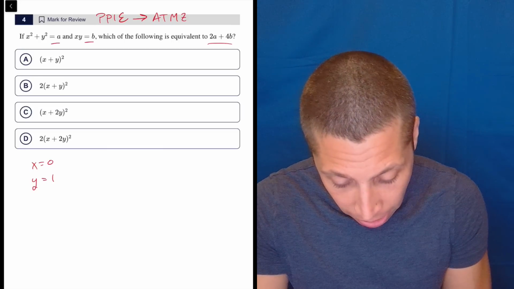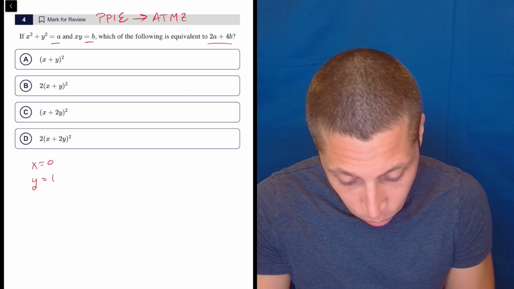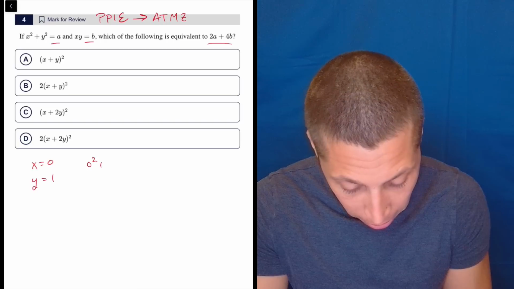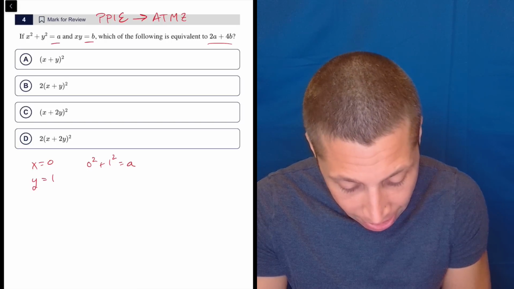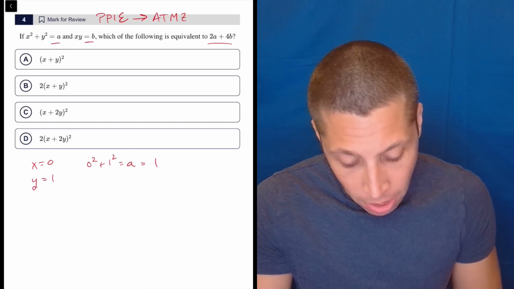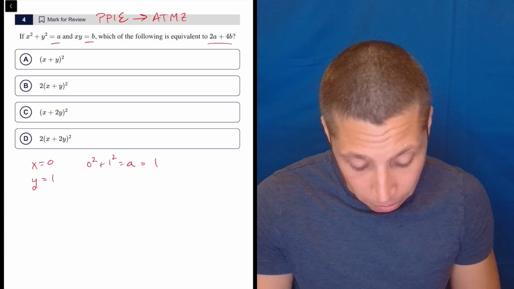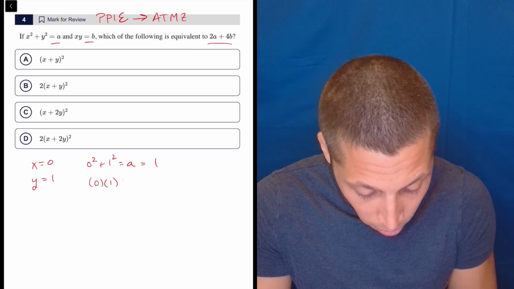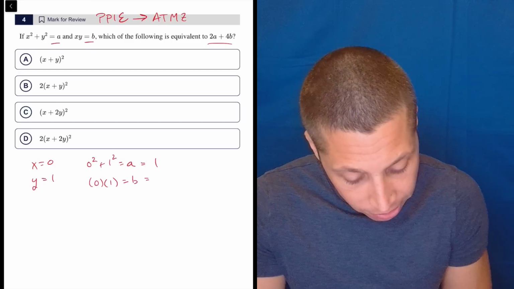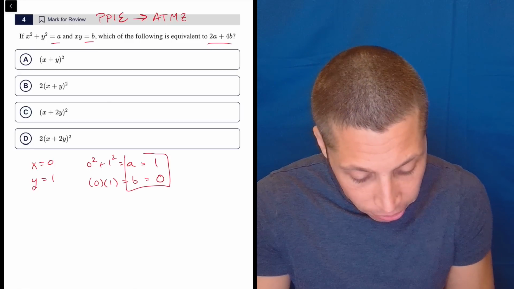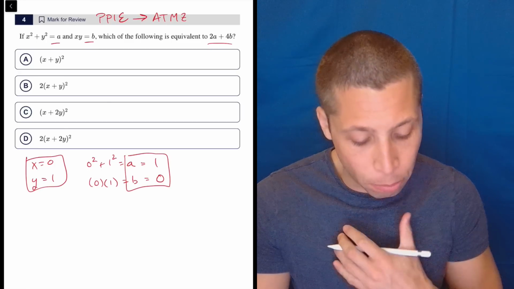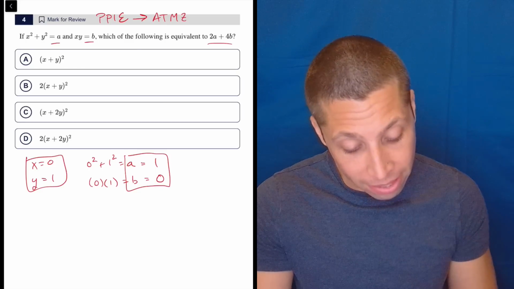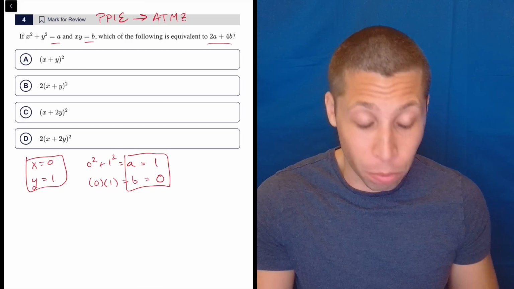So for a, we have x squared plus y squared. So that's 0 squared plus 1 squared is a. So a is going to be 1. 0 squared is 0, plus 1 squared is 1. And then for b, we have 0 times 1 is b, and that is going to be 0. So now I have new values, and I want to keep track of all of this on my scratch paper because I want to make sure I don't plug the wrong thing into the wrong place.